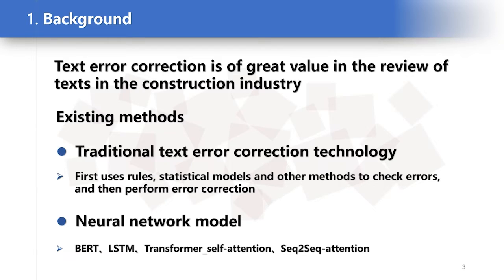Currently, there are many methods for correcting errors in Chinese texts. Traditional Chinese text error correction technology first uses rules, statistical models, and other methods to check errors, and then performs error correction. However, these methods have low accuracy and other problems. With the development of deep learning, various neural networks emerge in an endless stream, among which there are many models applied to Chinese text error correction, such as BERT, LSTM, transformer self-attention, and sequence-to-sequence attention.